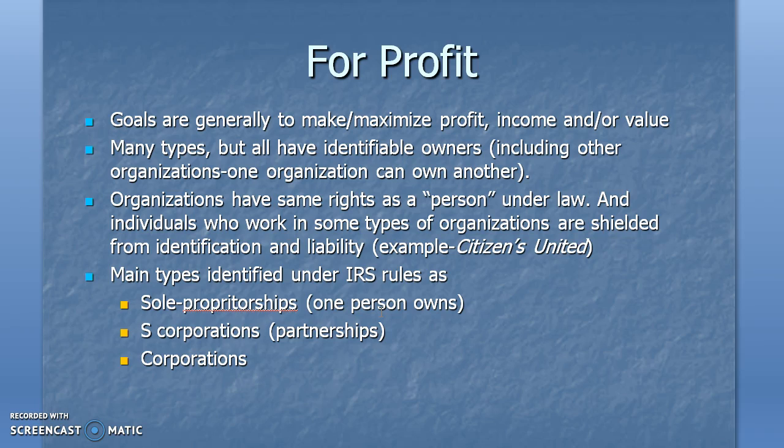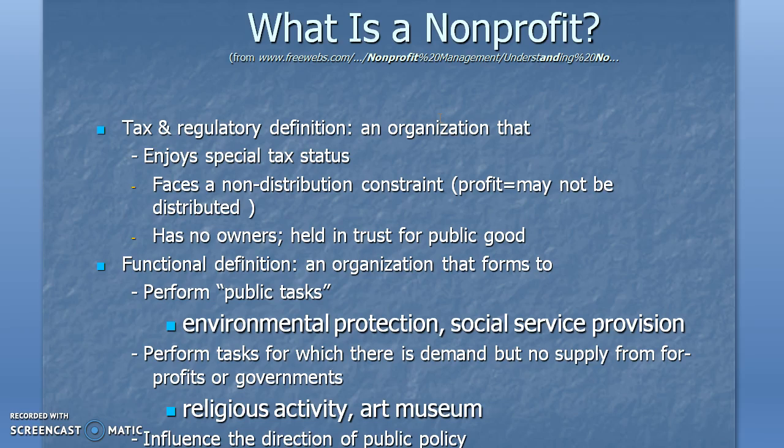So there are three main types of for-profit organizations: sole proprietorships, which means one person owns it; a partnership, which means a group of people own it in common; and then corporations, which have the right to buy and sell stock. We're not going to spend a lot of time talking about these things, but it's important to understand that difference when we look at nonprofits and how they operate.